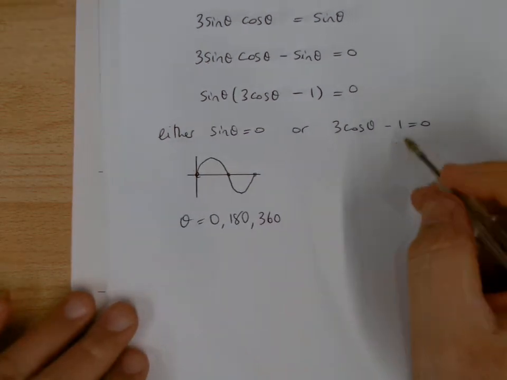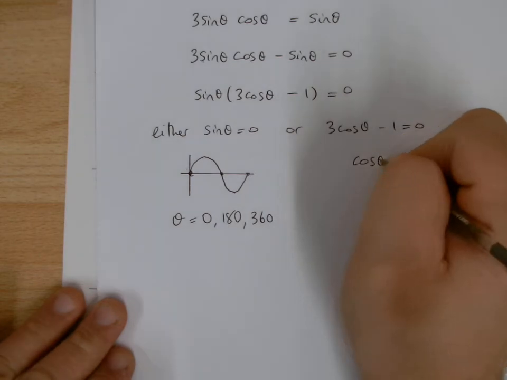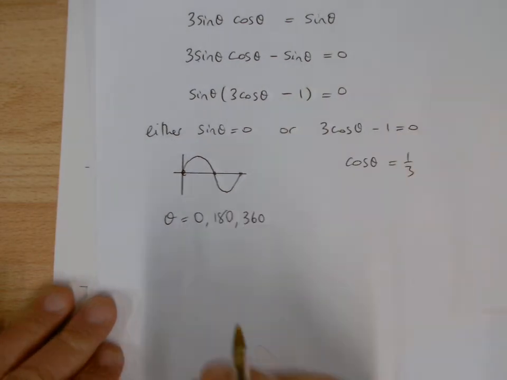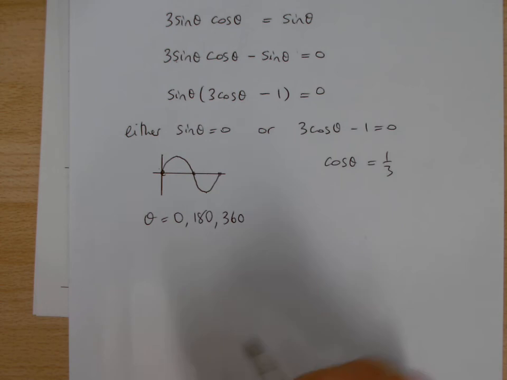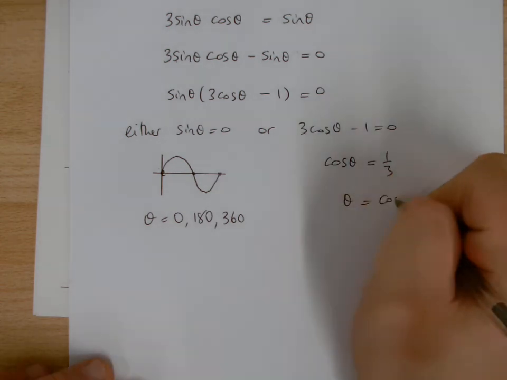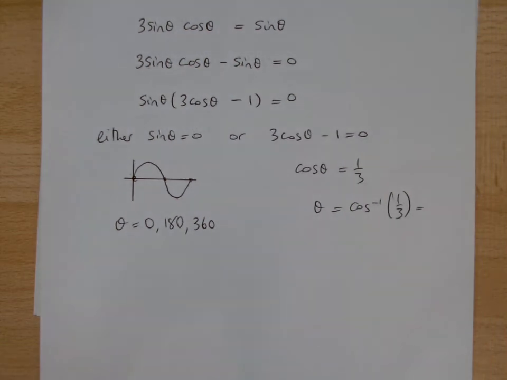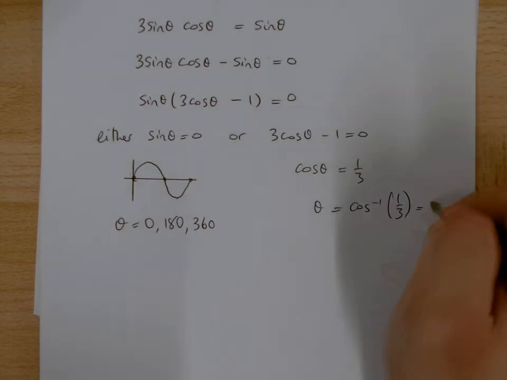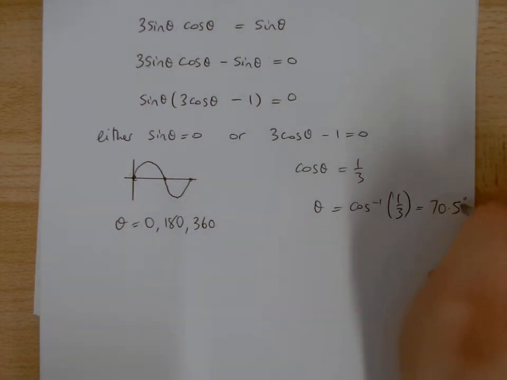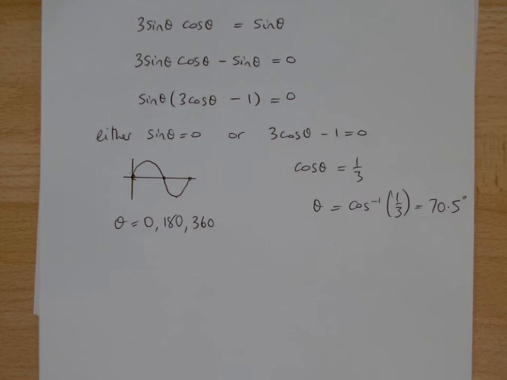For this one, I'm going to do a bit more work. So cos theta will equal 1/3 when you rearrange that. To get theta, you do cos to the minus 1 of a third. So we get, on my calculator, 70.5 degrees, rounded to 1 decimal place.